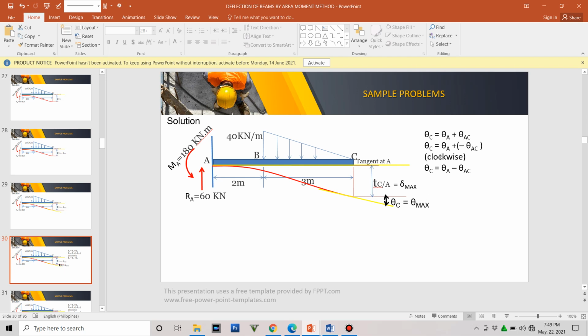Okay. So, we can now construct an equation. Theta C is equal to theta A plus theta AC. Okay, so that's it. Theta C is equal to theta A plus theta AC. So here, theta C is equal to theta A minus theta AC.